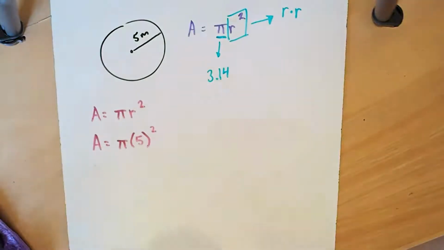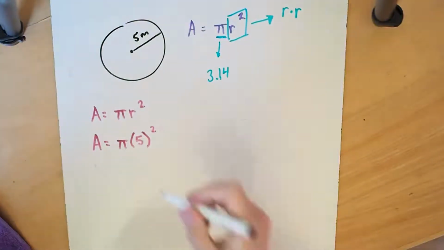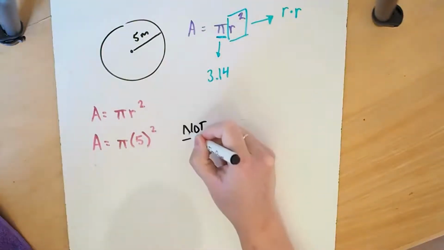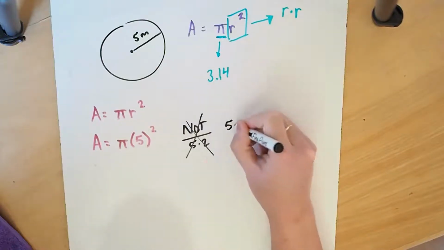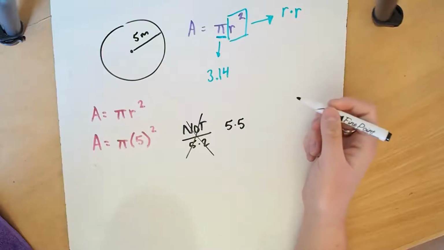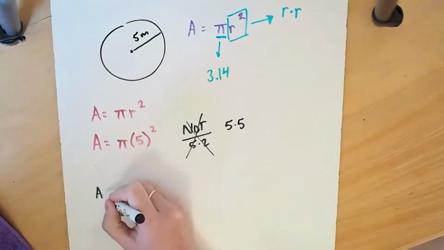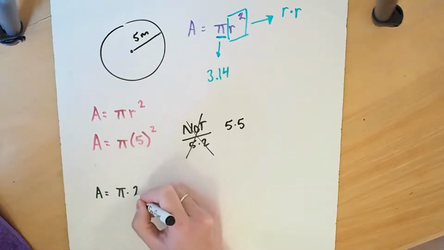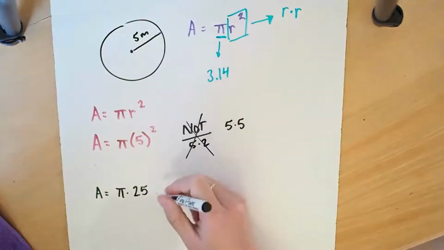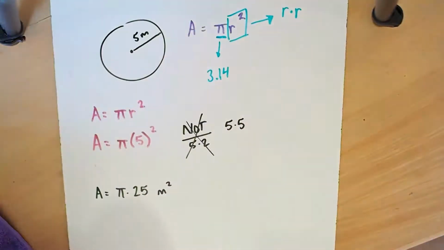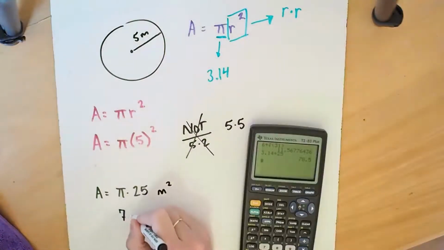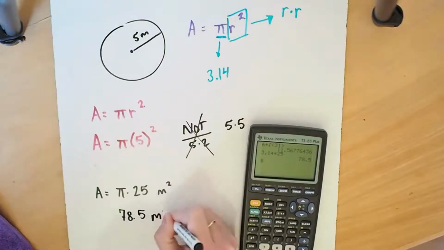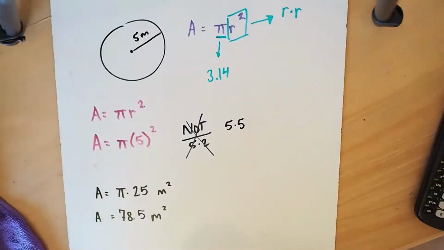When I do this, I'm really careful to make sure that I don't multiply 5 by 2. It is not 5 times 2. It is 5 times 5, or 25. So our area is equal to pi times 25 meters squared. Or if I plug that into my calculator using 3.14, I'll get 78.5 meters squared. And that's all there really is to it.